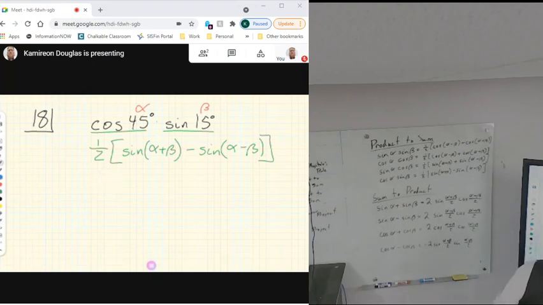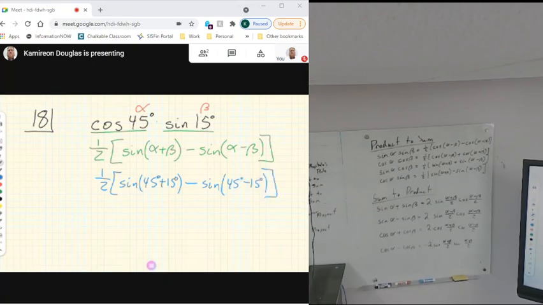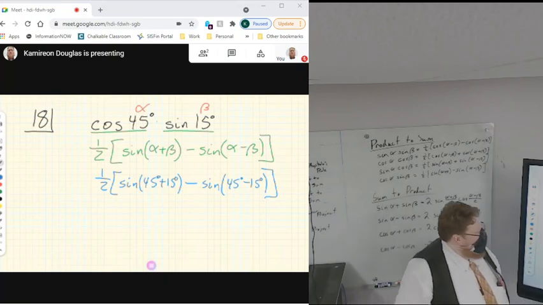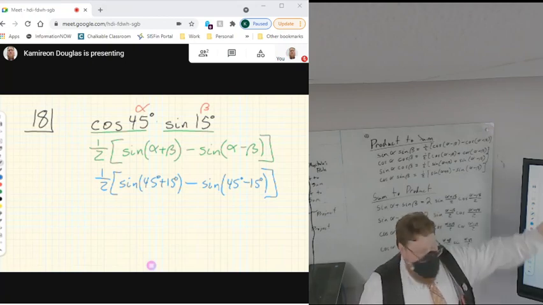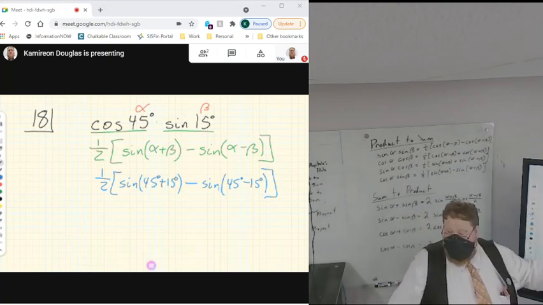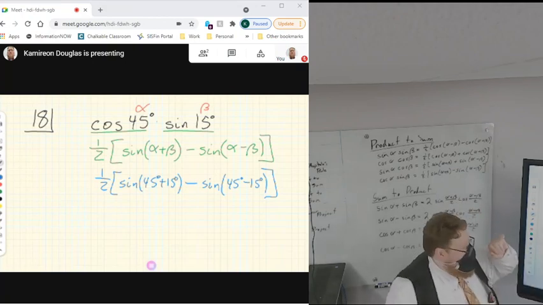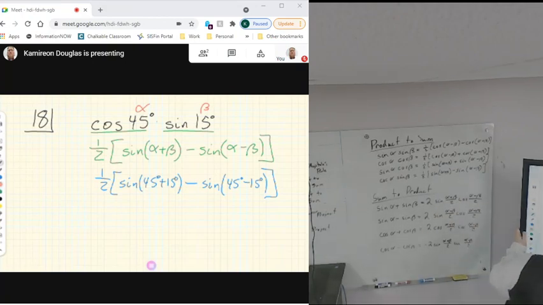That again. 1/2 sine of alpha plus beta, so that'd be sine of 45 plus 15 minus sine of 45 minus 15. You'll notice that in front of you guys, I'm showing a lot of steps because this is for our notes. This is for practice. When I'm doing these problems on my own, I'm going to skip these middle 2 steps because I'm just going to go ahead and add them and subtract them in my head. So the next step would be what I would usually write down next.